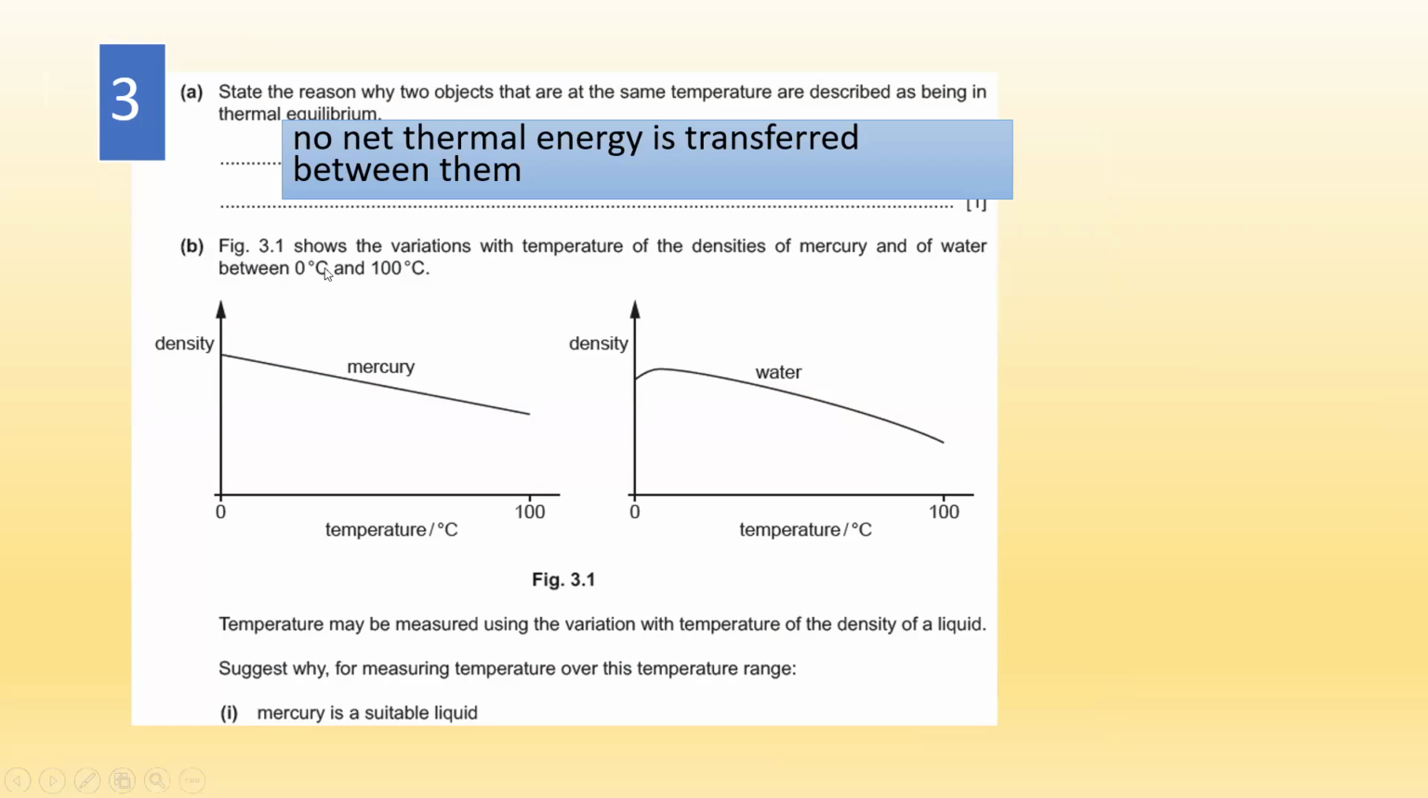Figure 3.1 shows the variation with temperature of the density of mercury and water. Temperature may be measured using the variation with temperature of the density of a liquid. Over the range 0 to 100, mercury is a suitable liquid.